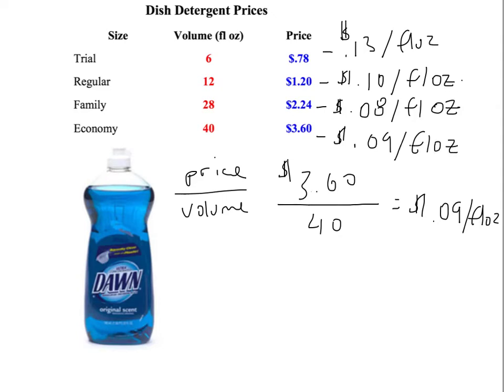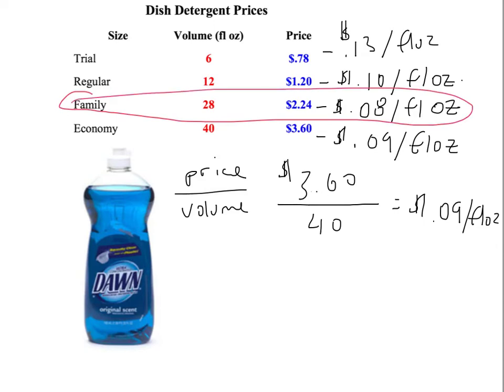So you can see, even though they are different prices and you get more volume-wise on some of them, you can find out which one is a better deal simply by coming up with the unit cost or the unit rate. So the best buy here would be the family size at 8 cents per fluid ounce.